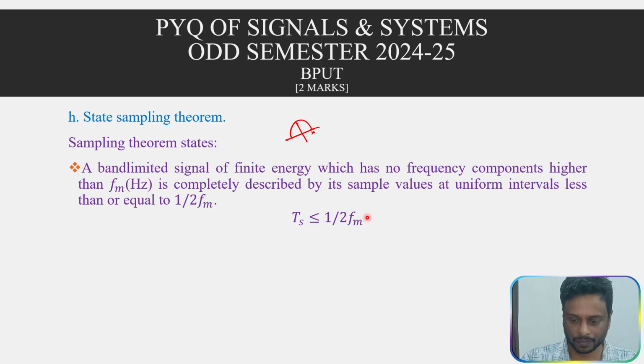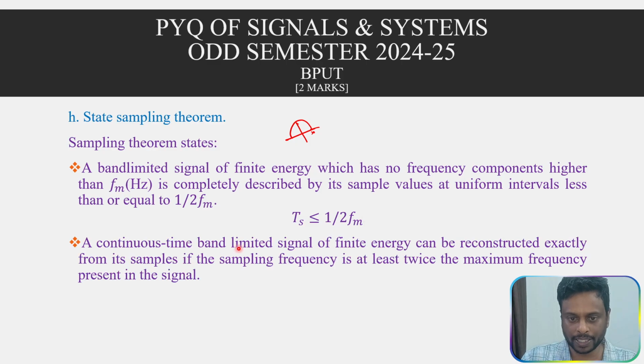The second thing is that a continuous time band limited signal of finite energy can be reconstructed exactly from its samples if the sampling frequency is at least twice the maximum frequency of the signal. You can see fs should be greater than or equal to twice fm. If we sample this signal above twice fm, we can reconstruct the original signal without any aliasing or any data being lost. So this is called the sampling theorem.